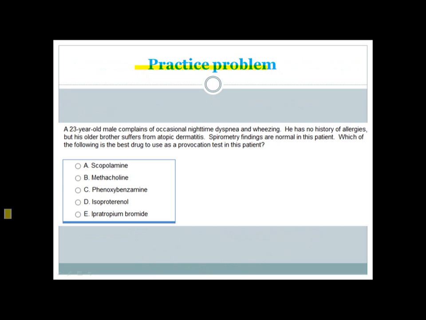Here we have a practice problem. A 23-year-old male complains of occasional nighttime dyspnea and wheezing. He has no history of allergies, but his older brother suffers from atopic dermatitis. Spirometry findings are normal in this patient. Which of the following is the best drug to use as a provocation test in this patient? You can pause here for a second and pick the answer by yourself.